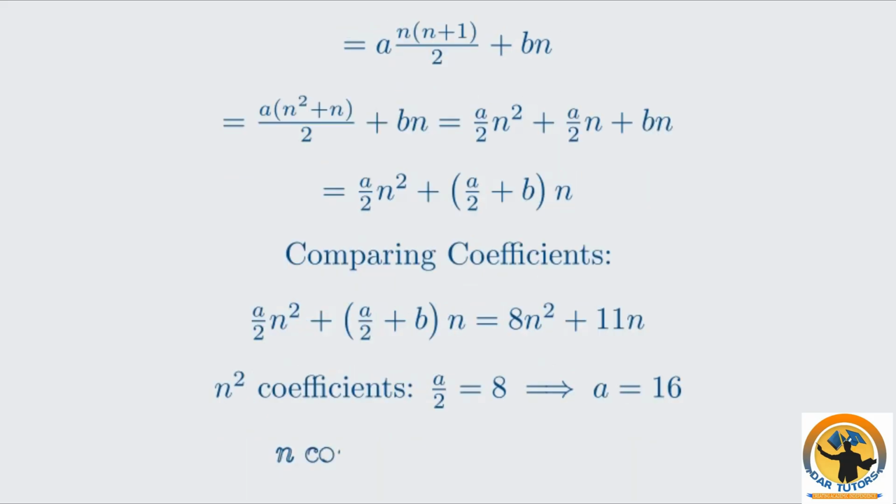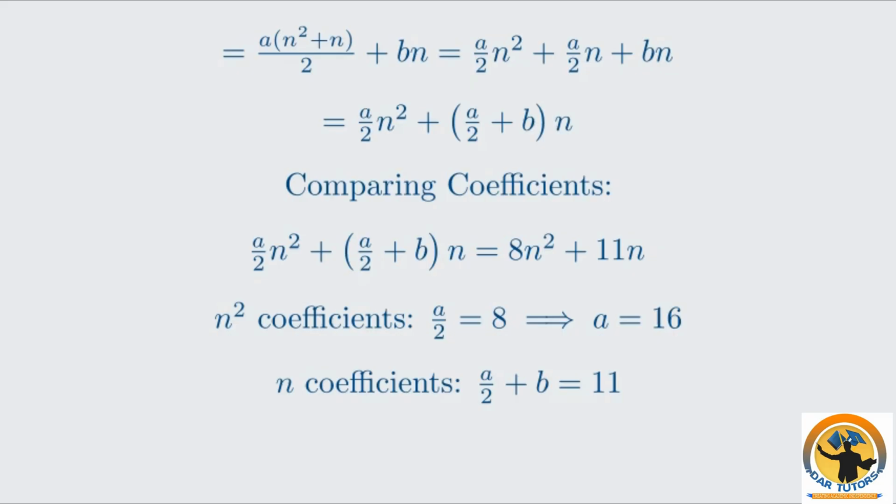The coefficient of n on the left is a over 2 plus b, and on the right is 11. Setting them equal, we get a over 2 plus b equals 11. We already found that a is 16. Let's substitute that in. 16 over 2 plus b equals 11. This simplifies to 8 plus b equals 11, which means b must be 3.